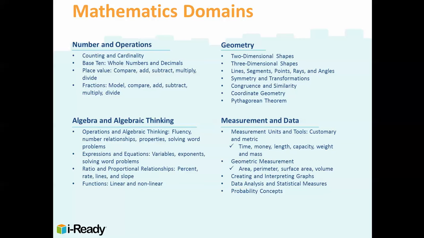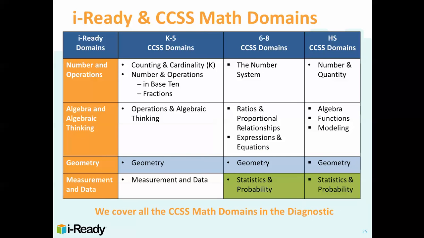Here's a quick overview of how we separate our domains in AIReady and how we report out. Just so you can see, our assessment is a K-12 assessment. We assess all the standards across K-12, so you can see how these domain areas line up with the domains that we have identified and how we report information back to you.